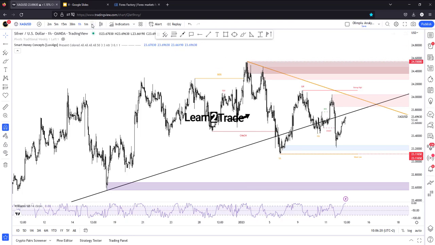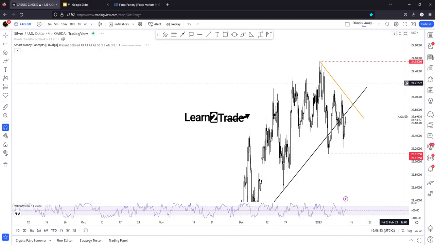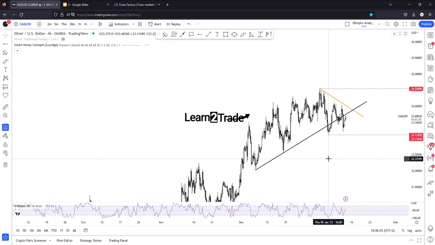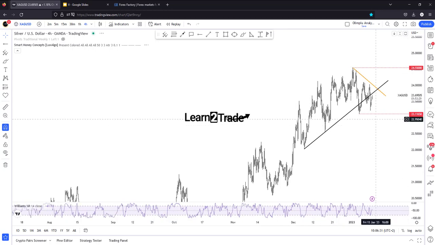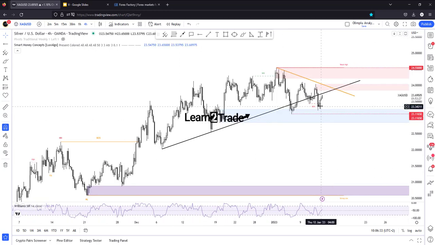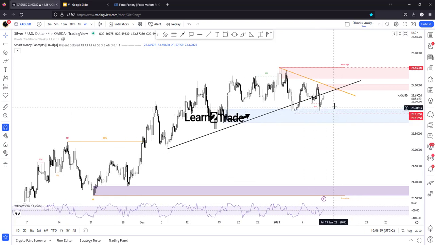And don't forget, guys, that despite this breakdown on 4 hour, its failure to make a new lower low here signals that maybe the upside pressure is still high, signals that the buyers are still in the game.